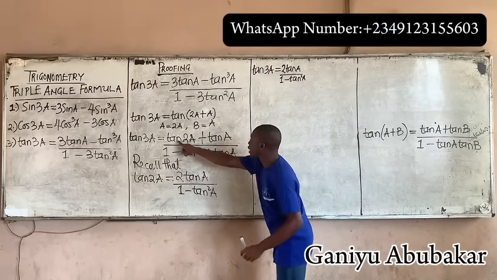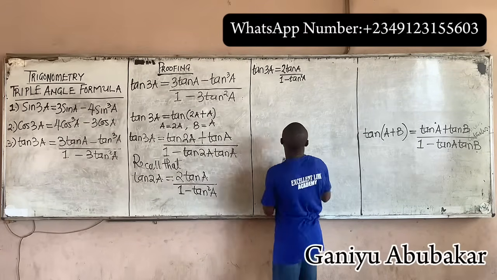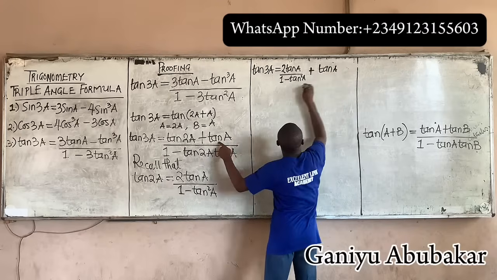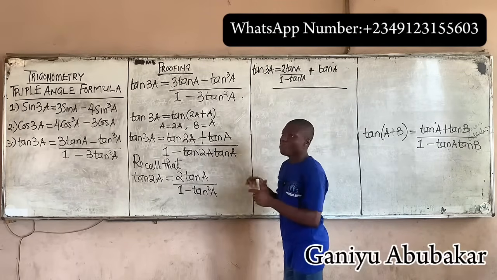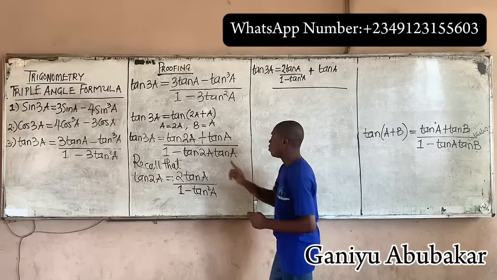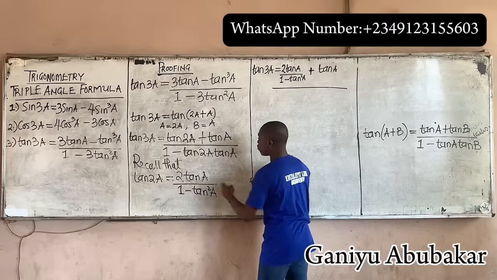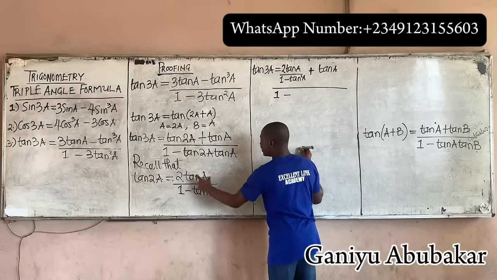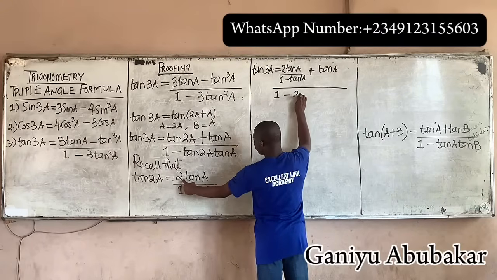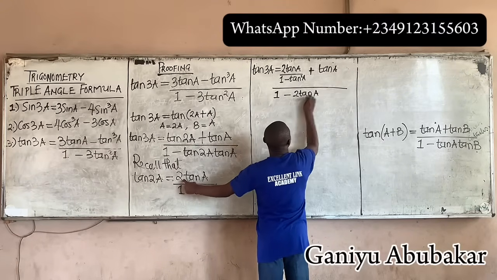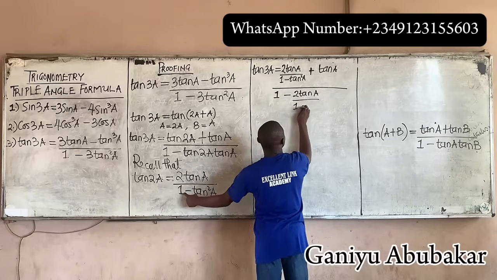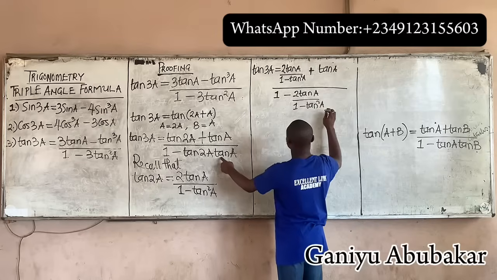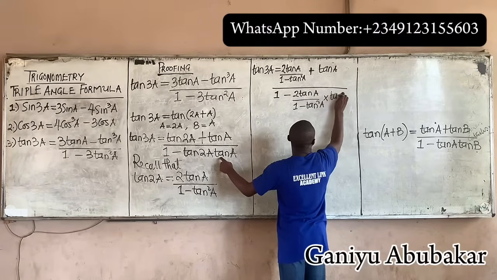We said replace tan 2A as being this, plus, I have a plus sign here, plus tan A. So I have tan A, all over, that's for the numerator. Checking down, for the denominator I have 1 minus, it's a minus sign, tan 2A, which is 2 tan A over 1 minus tan squared A. Next up, I'm left with times tan A.